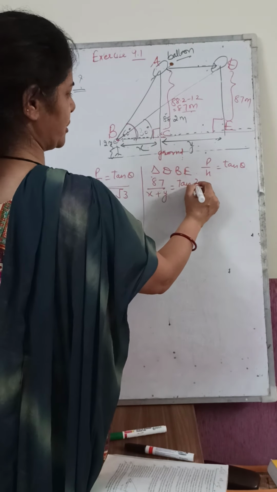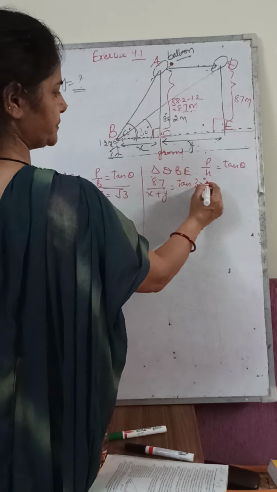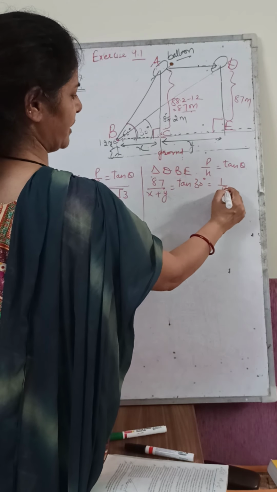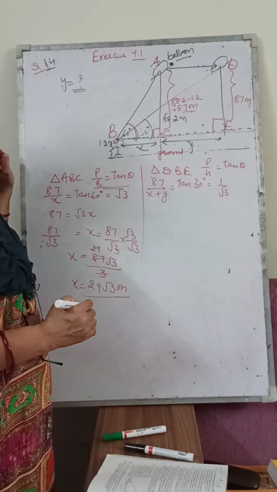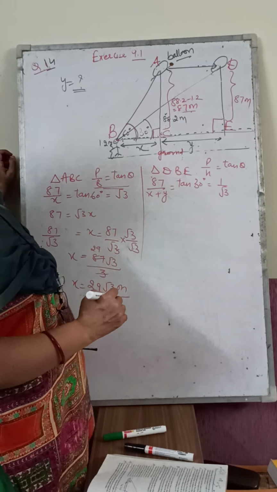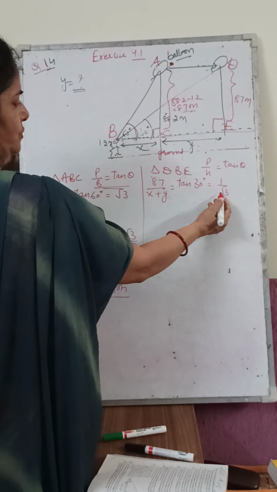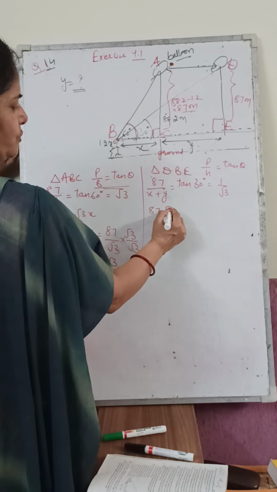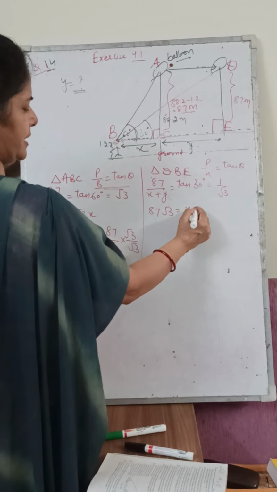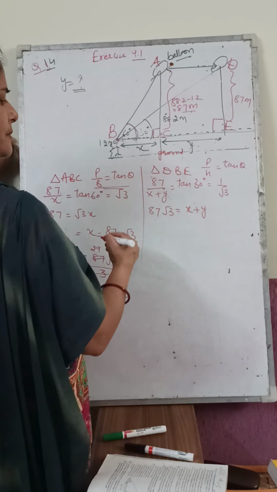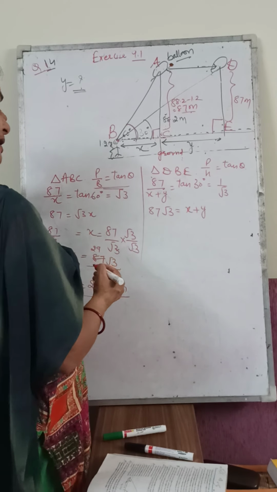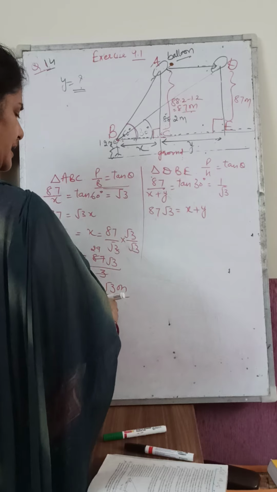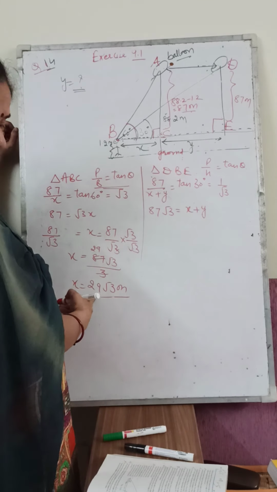Now the angle has been reduced to 30 degree. Tan 30 value is 1 by root 3. Clear? Let's do cross multiplication. 87 root 3 is equal to x plus y. In place of x, let's put this value.